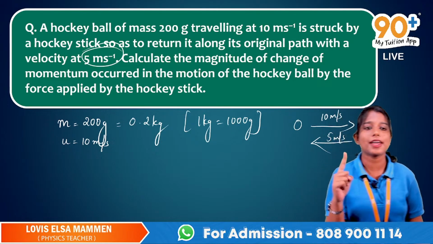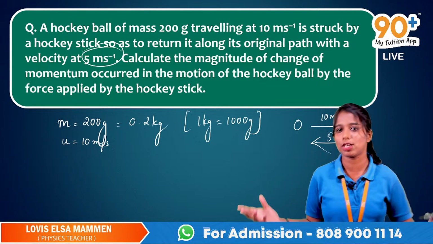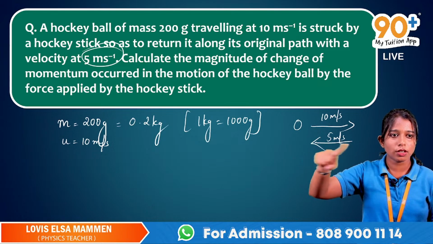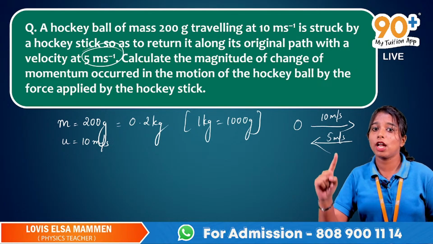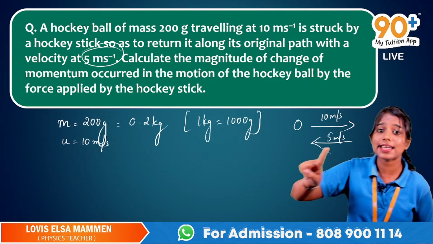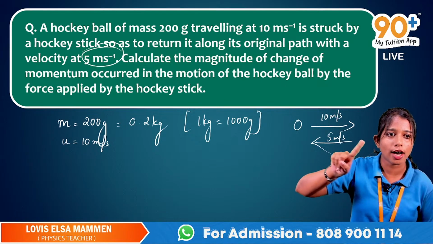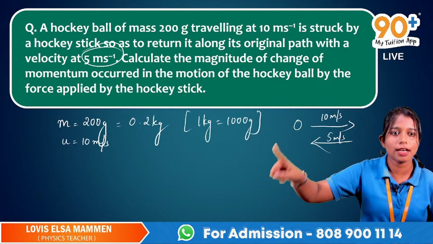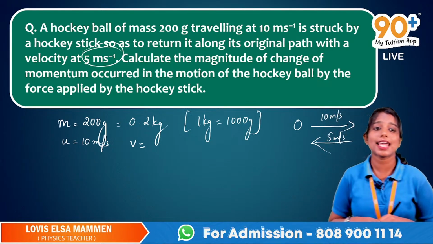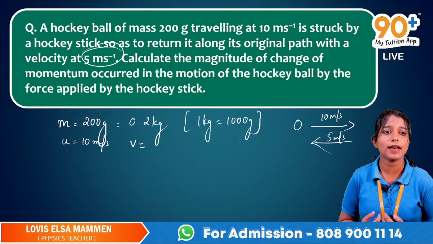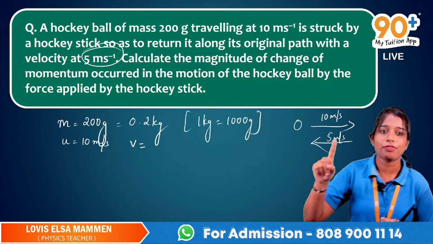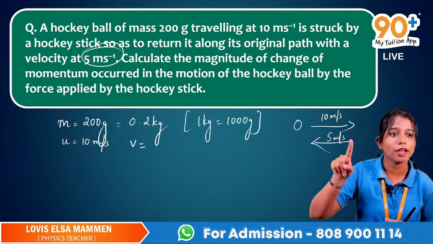So what is this 5 meter per second? It is the final velocity. Initially it was traveling at 10 meter per second. Now it is being returned along the original path and has a velocity of 5 meter per second. Look at the direction: it is going opposite to the way it went before. So the final velocity is v. What is the value of v? Take the direction also. It has a value of 5 meter per second.